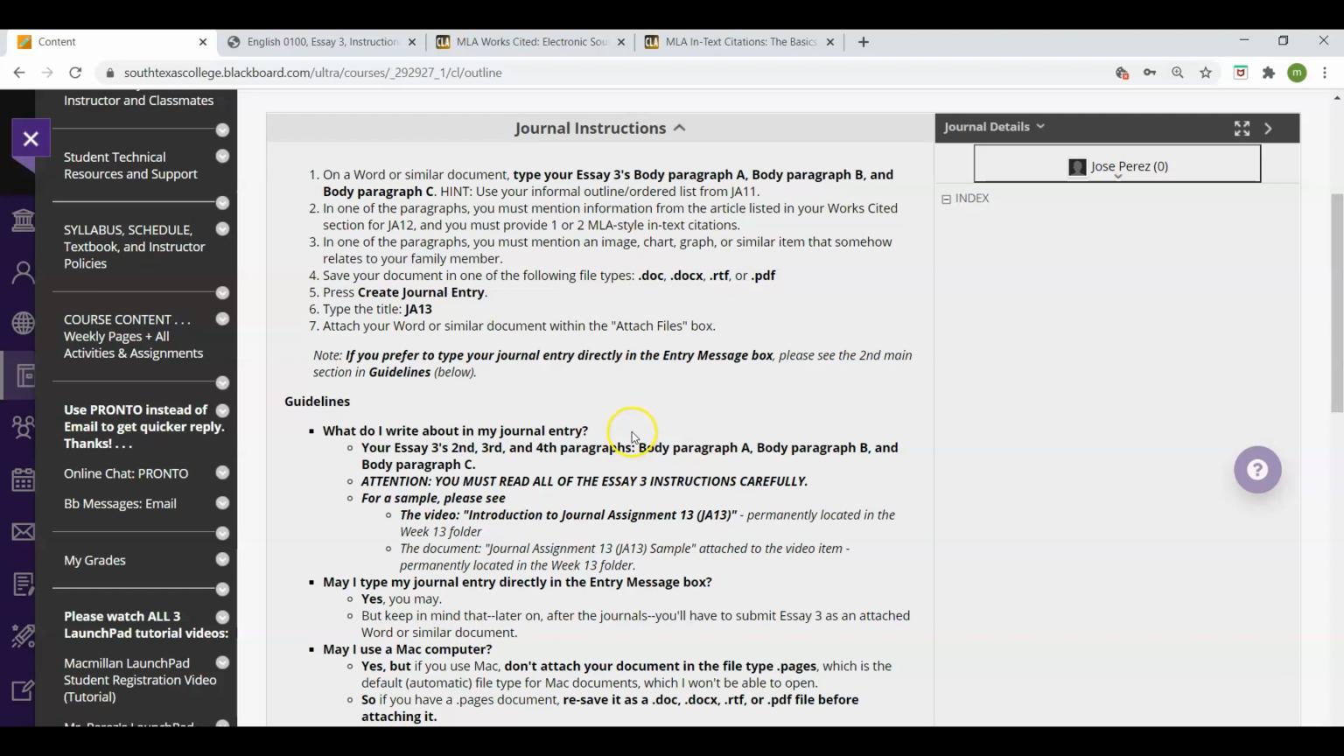Guidelines. So what do I write about in my journal entry? And so here's the answer. Your Essay 3's second, third, and fourth paragraphs, which are the body paragraphs A, B, and C. Attention, you must read all of the Essay 3 instructions carefully. For a sample, please see the video. Well, that's this video right here. And the document Journal Assignment 13 sample, right?